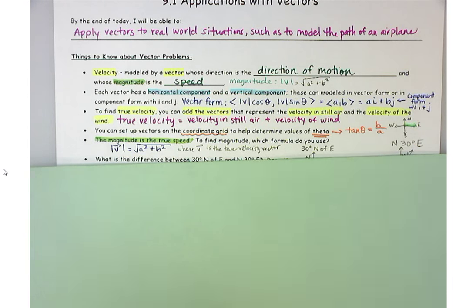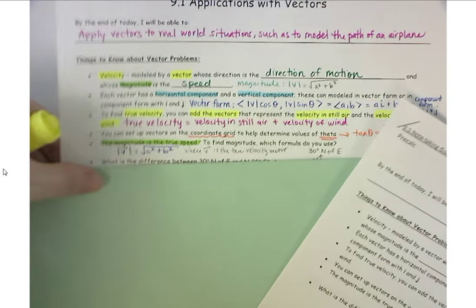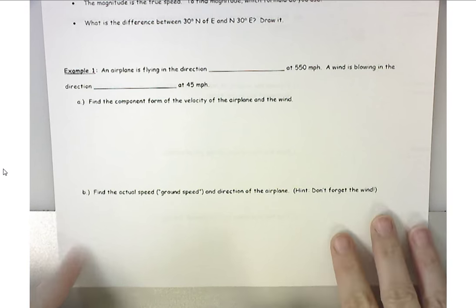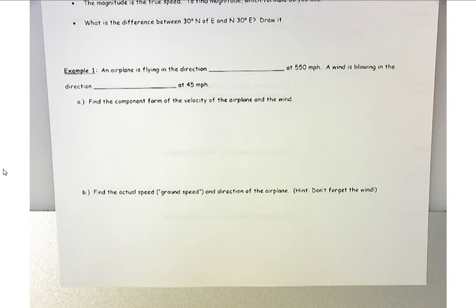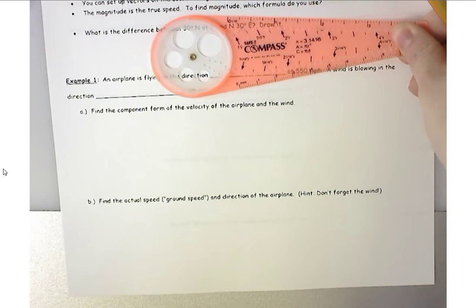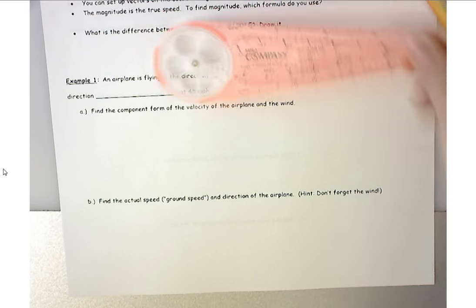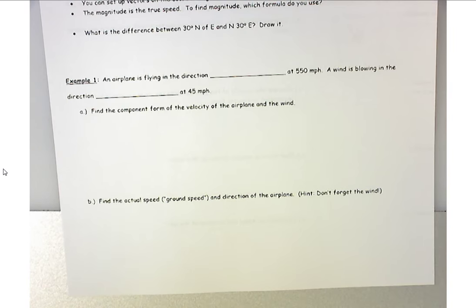Now the next question I ask you is, what is the difference between 30 degrees north of east and north 30 degrees east? And then I ask you to draw it. So if you can do that without me, I want you to go ahead and do so right now. Most of you have a straight edge on your desk. I gave you a compass. Since we're doing direction, I thought a compass would be appropriate, because a compass tells you directions. Hey, does anybody not have a straight edge?